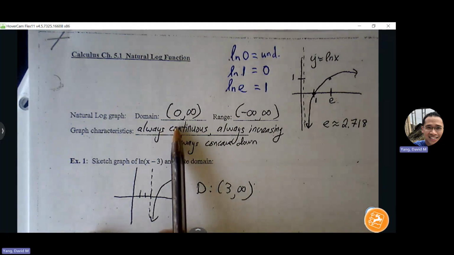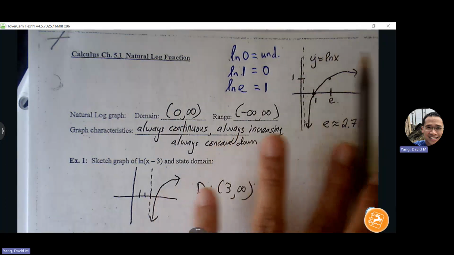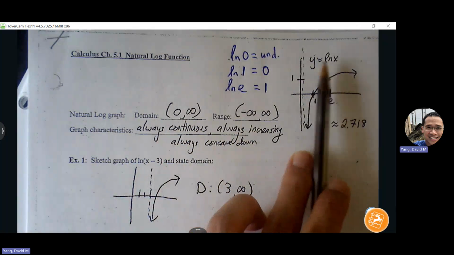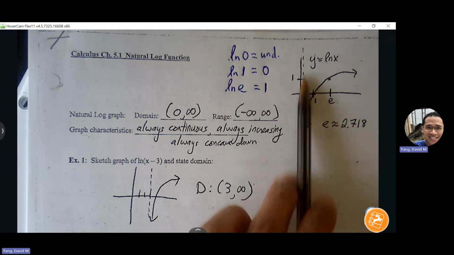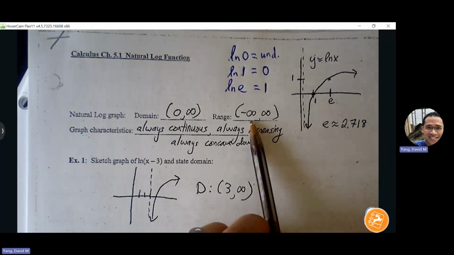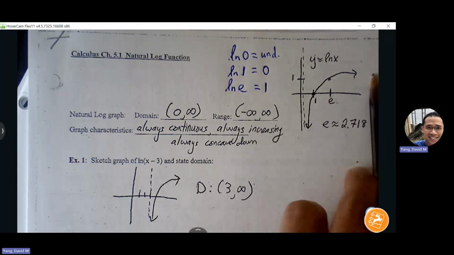So a natural log graph has a domain from 0 to infinity. That means it doesn't exist to the left of 0. I can't take a natural log of a negative value. You can see that's also true because the graph doesn't exist in the negative region. The range, though, is all real numbers. The graph extends from negative infinity all the way to positive infinity.